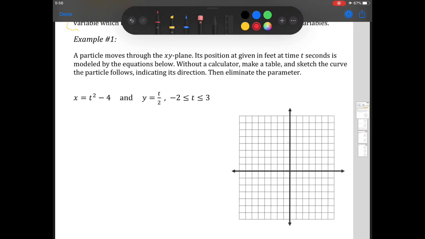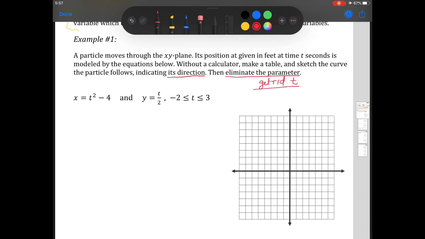It says a particle moves through the xy plane. Its position, given in feet at time t seconds, is modeled by the equation below. Without a calculator, make a table and sketch the curve the particle follows, indicating its direction. So you want to indicate the direction of the flow of the particle, and also eliminate the parameter. The parameter we said is what? t. So we want to eliminate the t, or we can say get rid of t.